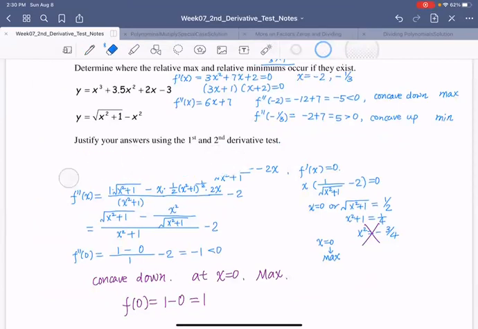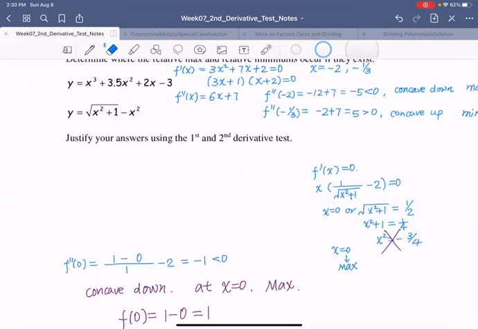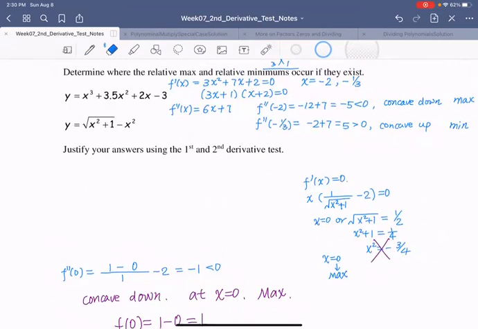Now the second one. The next question is a little bit of a challenge, okay? Not too bad. It just depends on how well we mastered everything we have learned before. Olivia, let's go ahead to the next one.